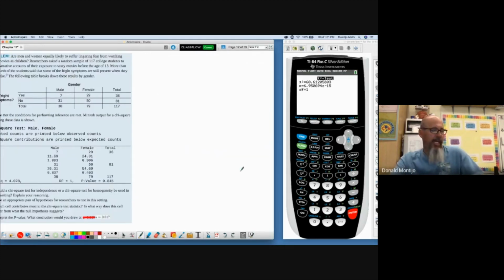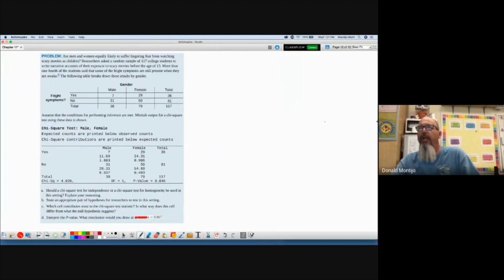All right, let's look at one more example here so that we can see if we can determine the difference between these different types of tests. And also we need to be able to look at the computer printout. Okay. Here's a problem about, are men and women equally likely to suffer lingering fear from scary movies as children? So are boys and girls scared the same from watching a horror show?